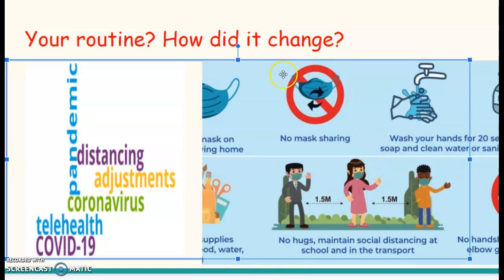Alright boys and girls, I want you to look here at these pictures. What do you see? You see pictures taken from the adjustments that we had to follow during the COVID-19. We have here distancing, pandemic, telehealth, coronavirus, no mask sharing, no hugs. You have to be at least 6 feet apart.